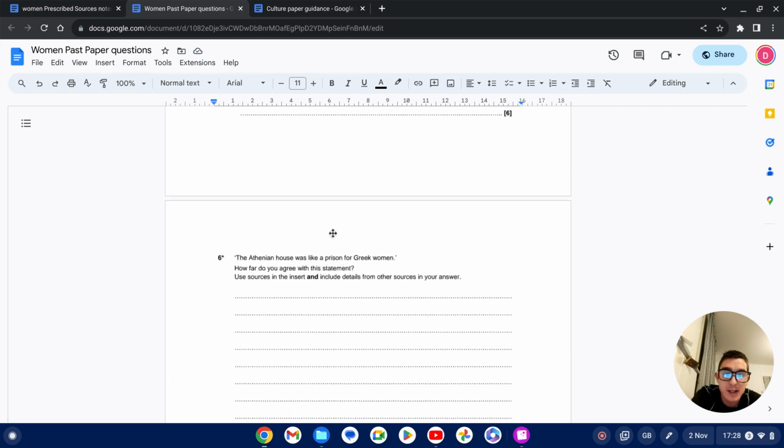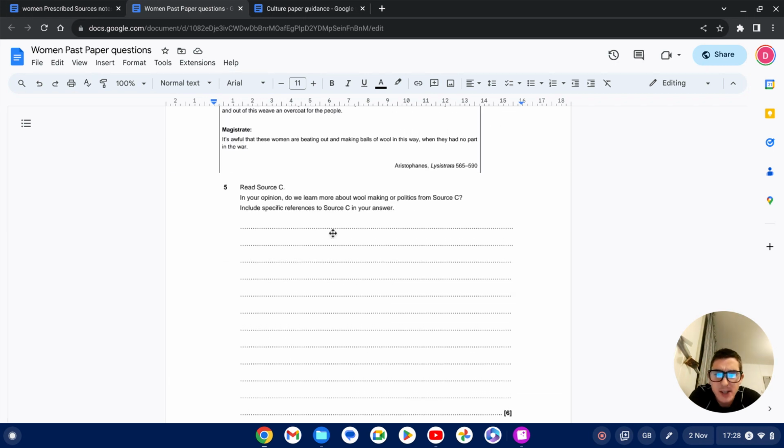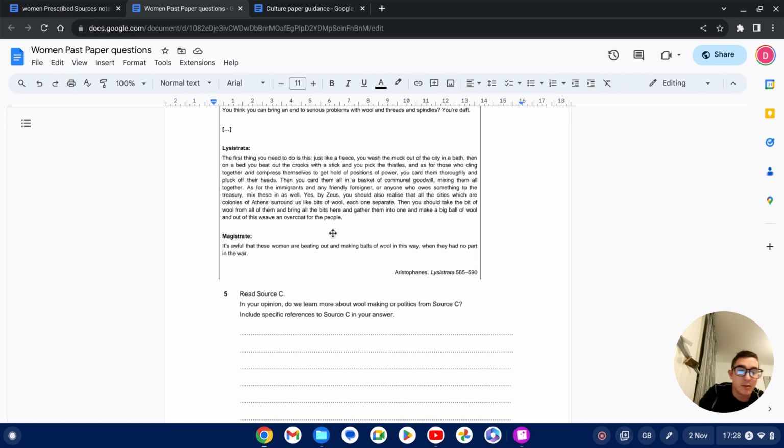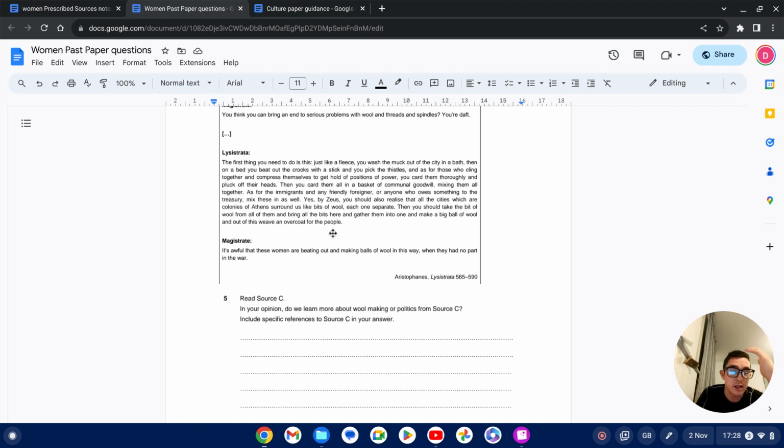Then we get into a 6 marker. Read source C. In your opinion, do we learn more about wool making or politics from source C? Include specific references to source C in your answer. Okay, so this is about, remember, 6 markers. You don't need knowledge prior to the question. All the information you need for that question is in the source it's telling you to look at. Okay, you need 3 points. They need to be well selected and perhaps from all over the source rather than just one specific part.